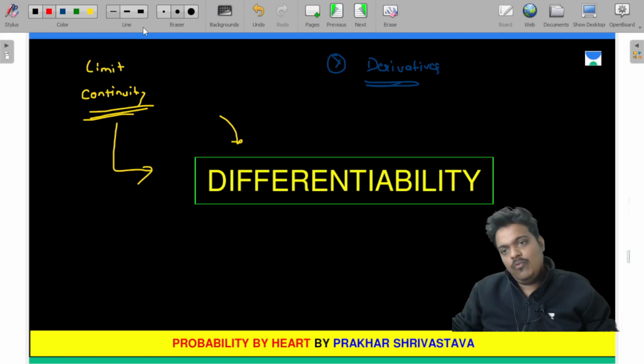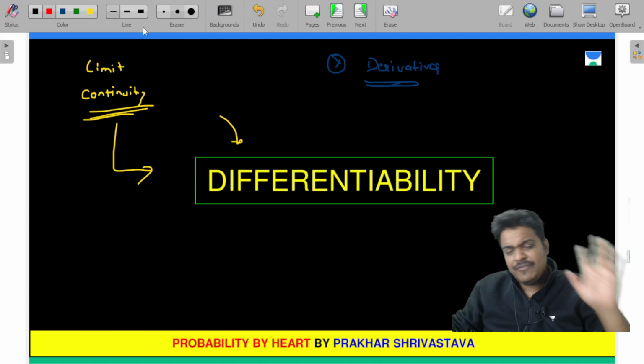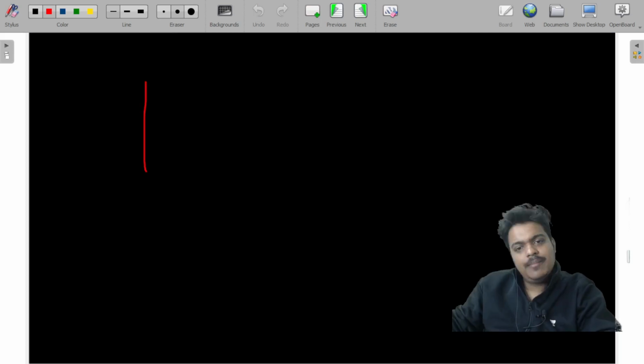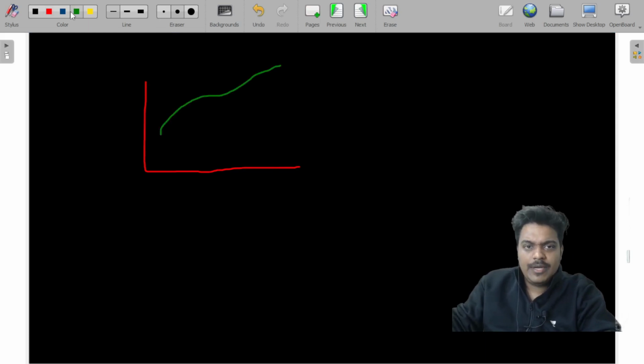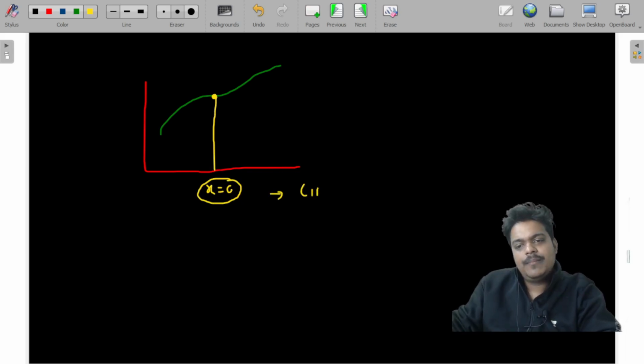So now what you're going to do? Differentiability. So now you know limit. Now you know what you mean by limit: the value of a function at a particular point. Suppose this is x is equal to a. Whether the function is defined at x is equal to a or not, that is told by limit.